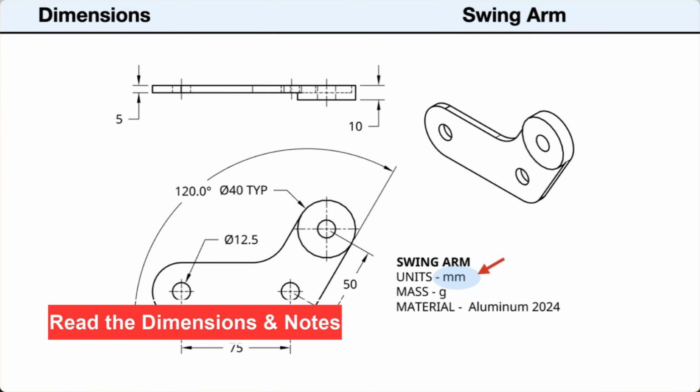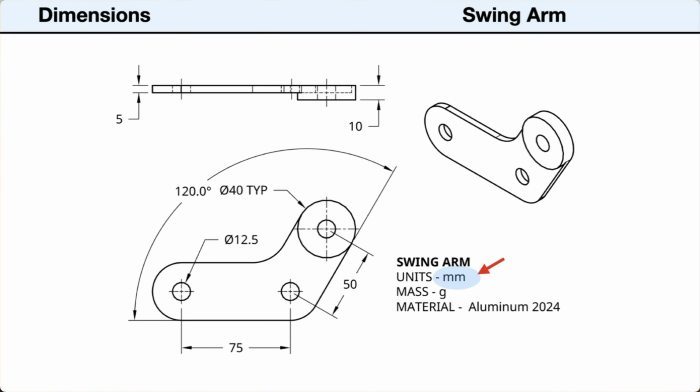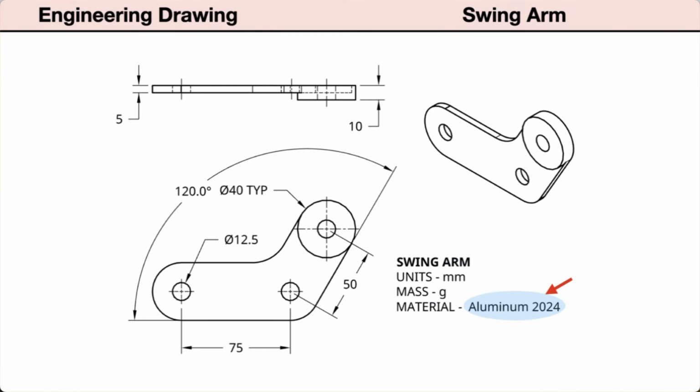Next, we'll look at the dimensions and notes. First, the dimensions are in millimeters. The horizontal distance between centers is 75 millimeters. The angled distance between centers is 50 millimeters. The angle is 120 degrees. The diameter of the circular features is 40 millimeters or a radius of 20. The through holes have a diameter of 12.5 millimeters. The thickness is 5 millimeters. The raised boss is 10 millimeters thick. The mass is set to grams. The material is set to aluminum 2024.